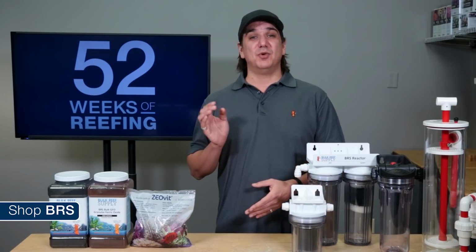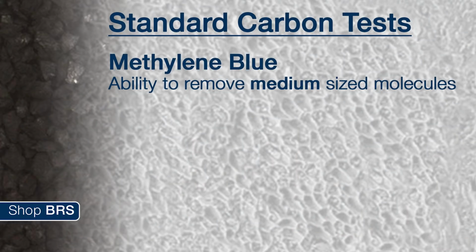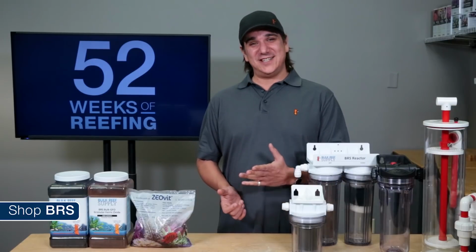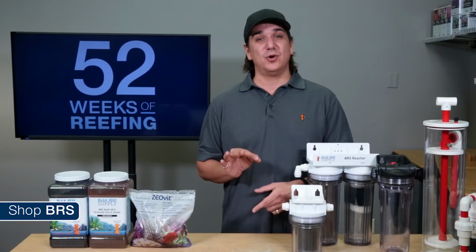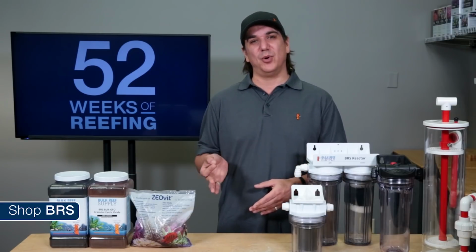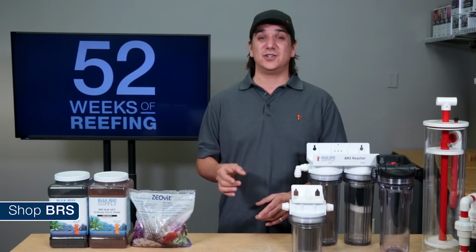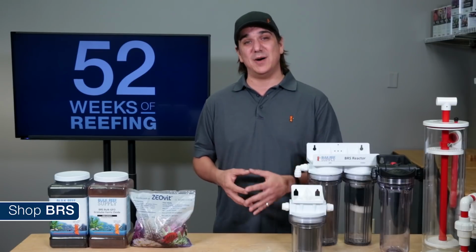The carbon industry's most widely accepted tests for large and medium-sized pores are known as the methylene blue and molasses efficiency test, where a known amount of each is added to a heated solution and tested against a known standard. The molasses efficiency test is the most important to reefers because it's representative of the large pores within a carbon's network, and the methylene blue is indicative of the lesser important medium-sized pores. For the most part, reefers don't need to be overly concerned about the smaller pores, which are too small to remove most of the things we're concerned about in the aquarium.